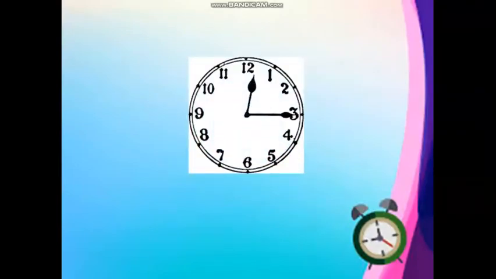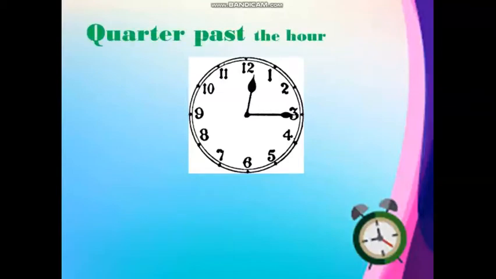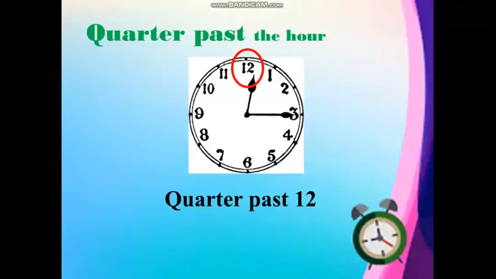Now here in this clock, minute hand has travelled a quarter of the clock and time can be read as quarter past the hour. And which hour? For that we have to look at the hour hand, and here our hand is at 12. So the time is quarter past 12. And quarter means 15 minutes. So digitally this time can be written as 12:15.